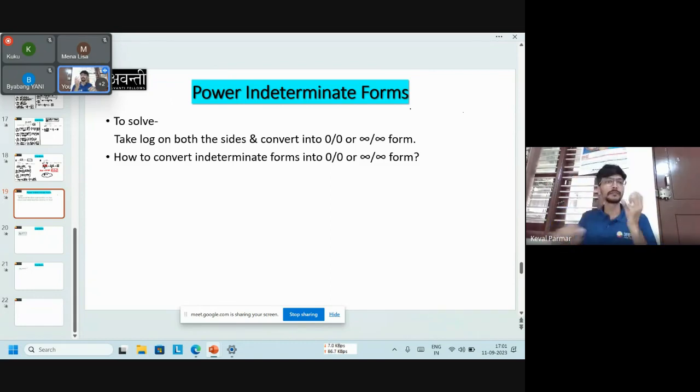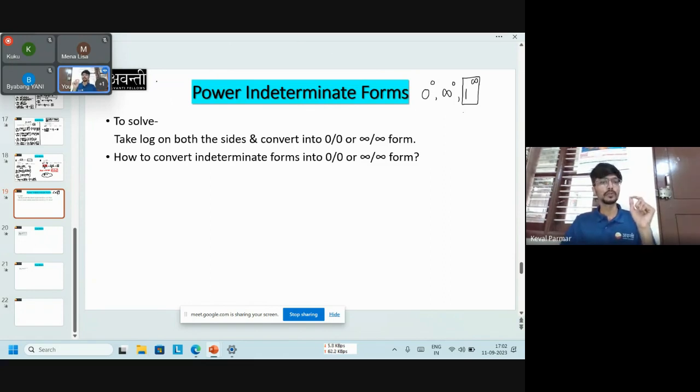So, power indeterminate forms, we have three forms that are 0 raised to 0, infinity raised to 0, and 1 raised to infinity. Now, if you have studied limits, then you should know that we have a different method for 1 raised to the power infinity. But no worries, we can solve it by the same method as we solve 0 raised to 0 and infinity raised to 0. So let us understand how to evaluate power indeterminate forms.